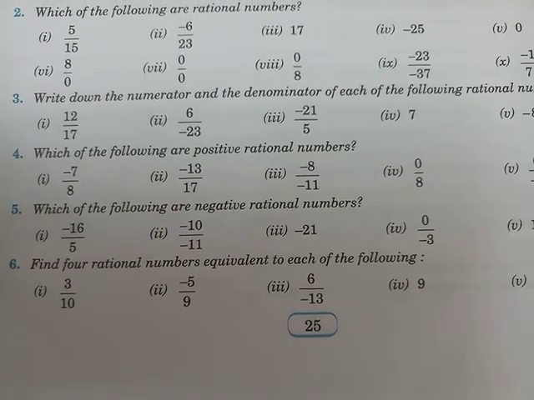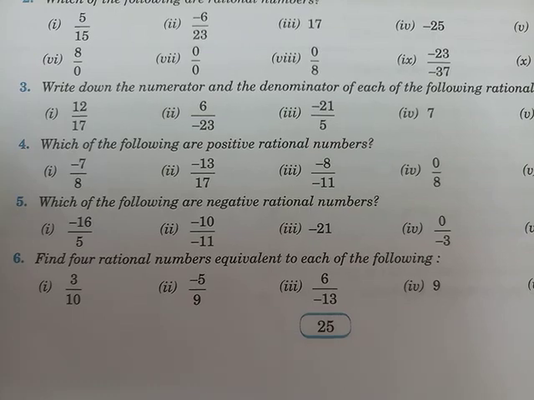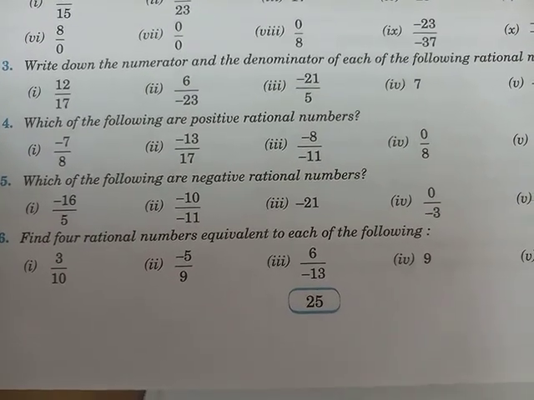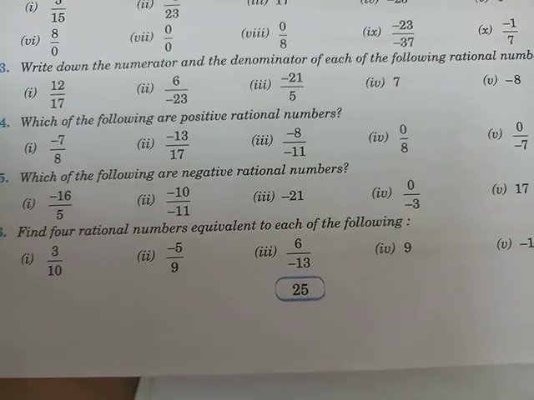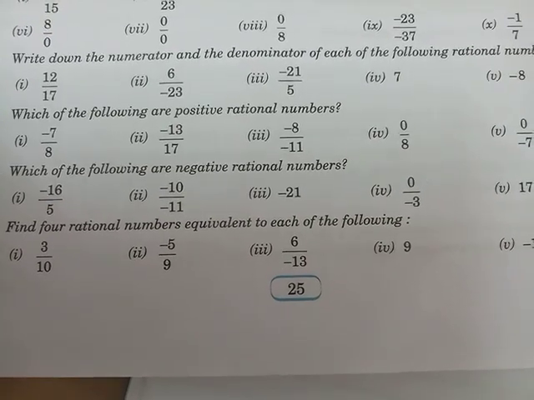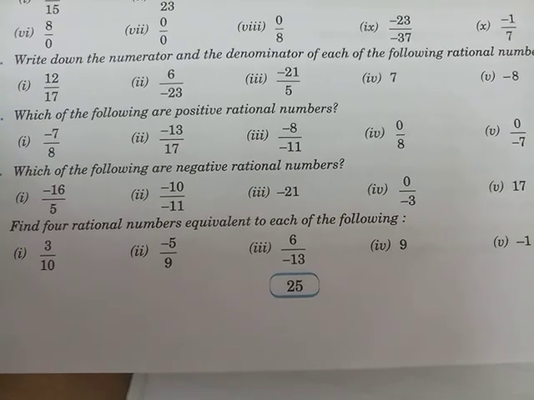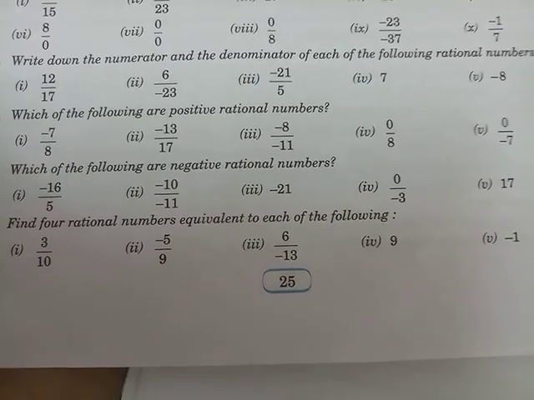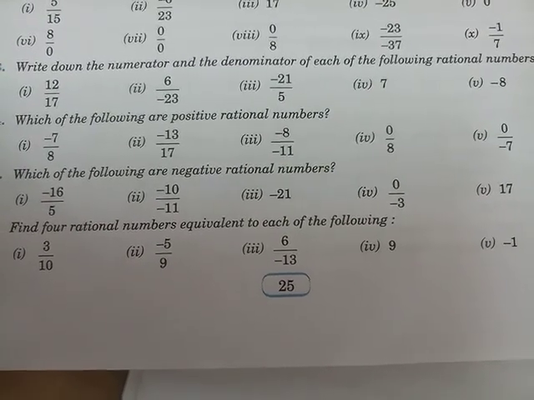Then we come to question number 4. Which of the following are positive rational numbers? Remember students, what are positive rational numbers? The numbers in which numerator and denominator both have the same sign are positive, and when numerator and denominator have different signs, then it is a negative rational number.